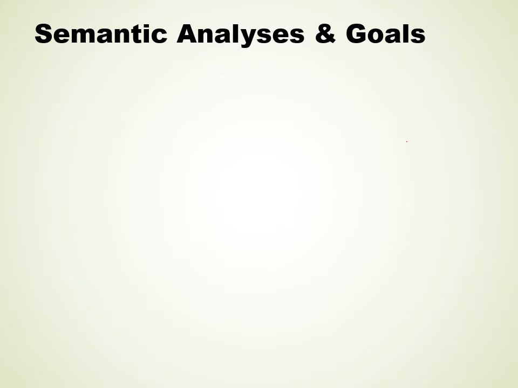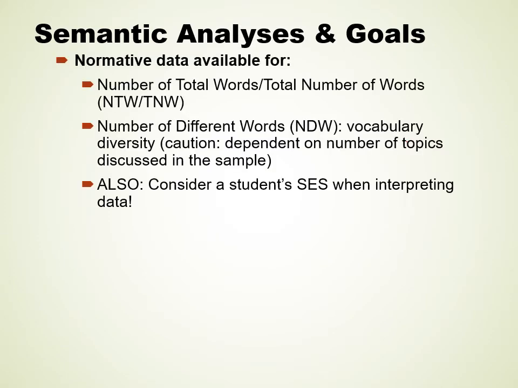Let's turn now to semantic analyses and goals. Normative data is available for the number of total words in a sample, referred to as NTW in SALT, and the total number of words, referred to as TNW in Sugar. Another measure provided by SALT is the number of different words, or NDW, which reflects vocabulary diversity. One caution here, though, is that this number is highly dependent on the number of topics discussed in the sample. Fewer topics, lower NDW scores.